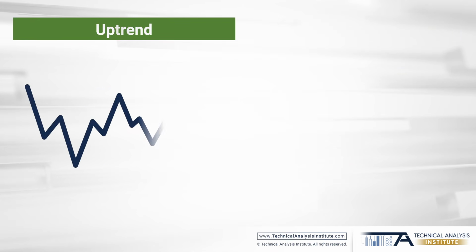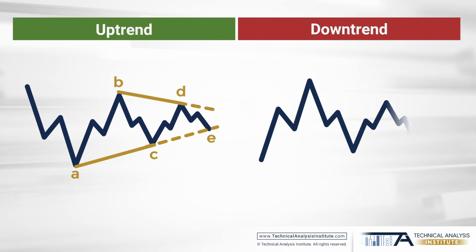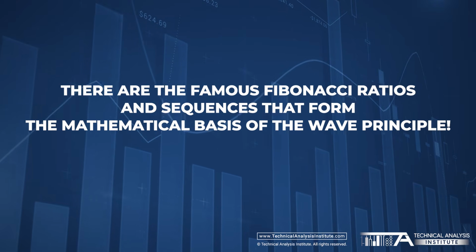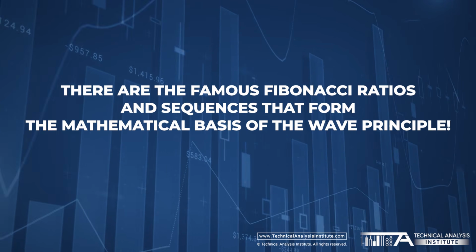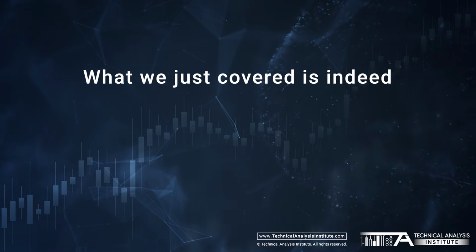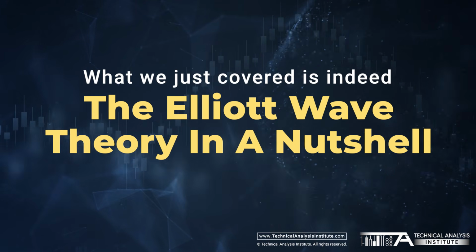And finally, a triangle is a sideways structure, and although it has 5 legs, it is labeled with letters because it is a corrective structure. So we use A, B, C, D, and E to label its 5 legs. Yes, there are the famous Fibonacci ratios and sequence that form the mathematical basis of the wave principle. There are rules and guidelines, but what we just covered is indeed the Elliott wave theory in a nutshell.